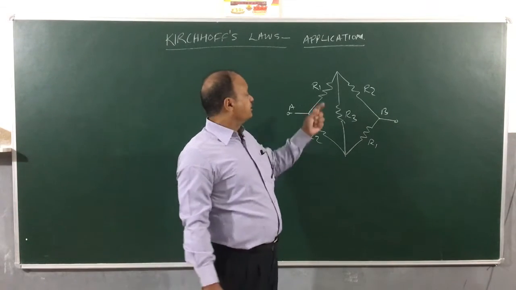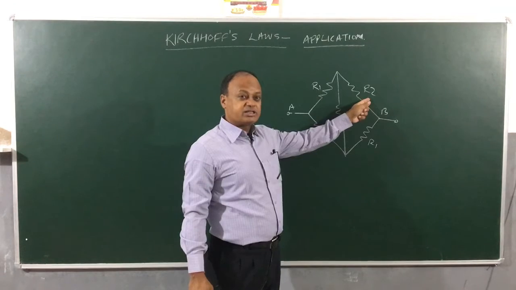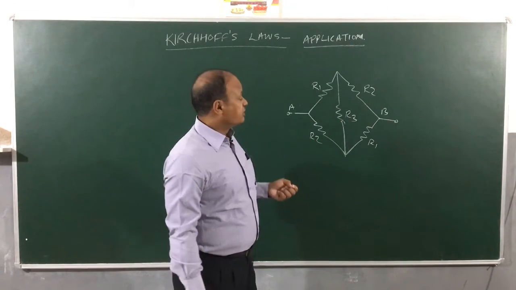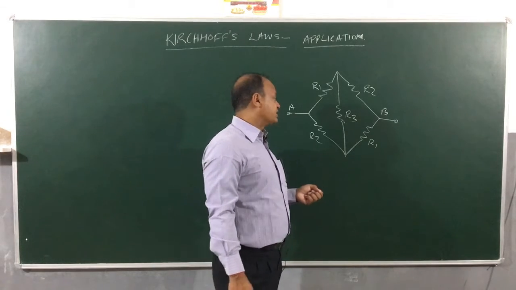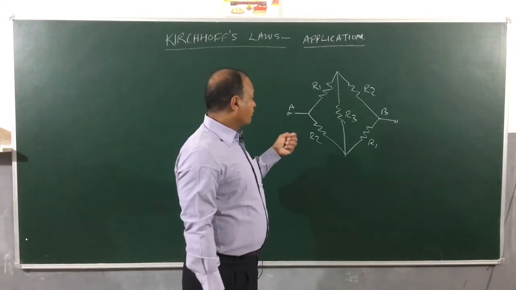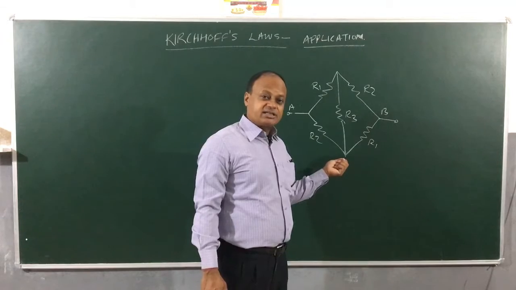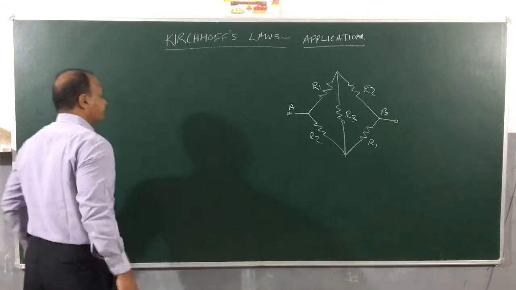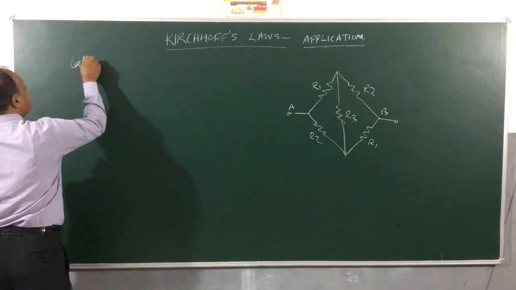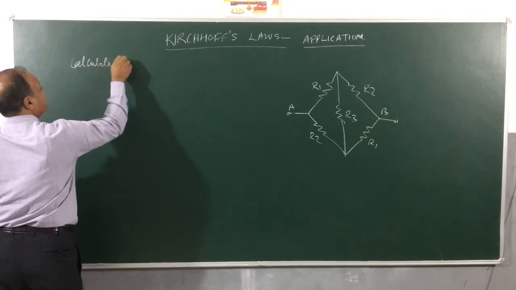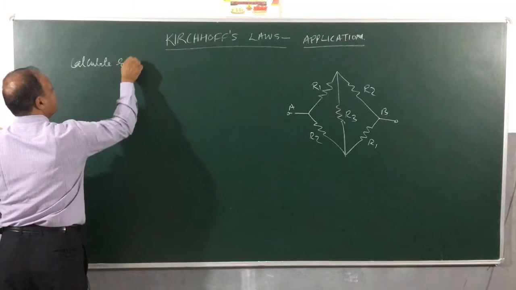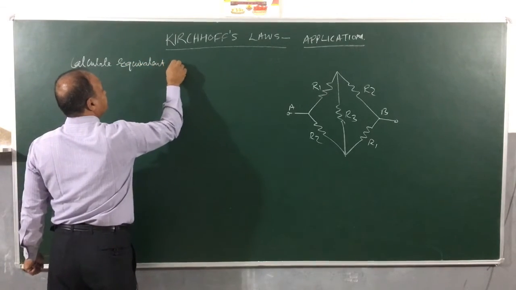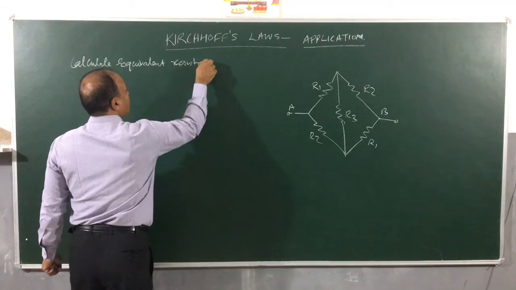but it is not balanced because R1 upon R2 is the ratio in resistance terms here, and here it is R2 by R1, so it is obviously not balanced. So we will see how we can calculate equivalent resistance of such a circuit, and then we will modify it for calculating currents also later on. So let us see here, calculate equivalent resistance of the network.